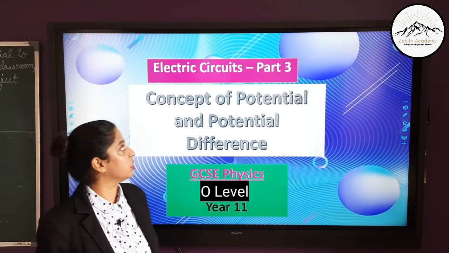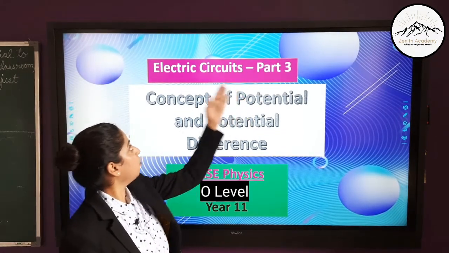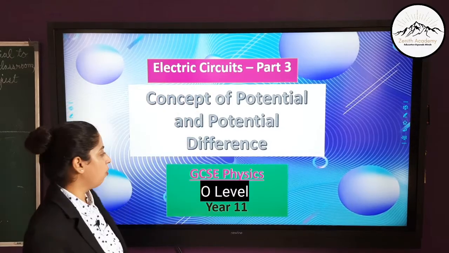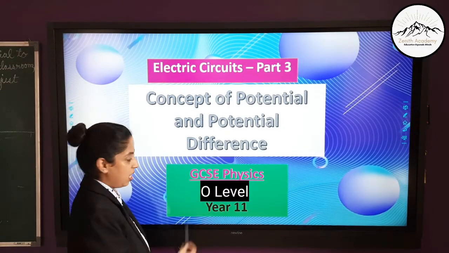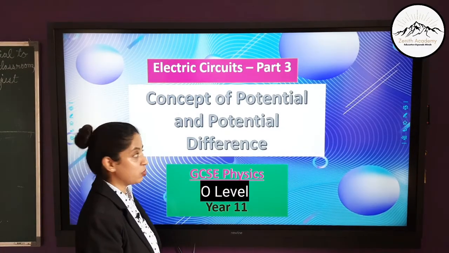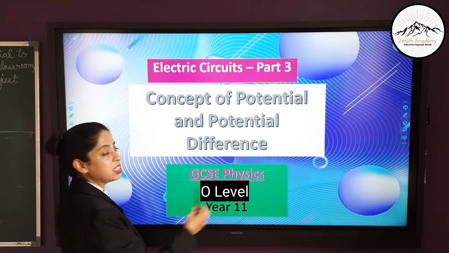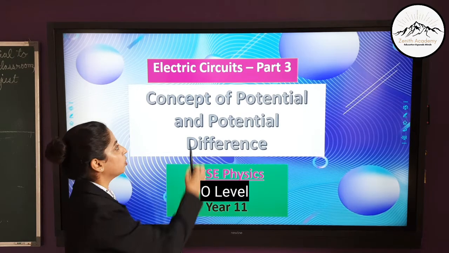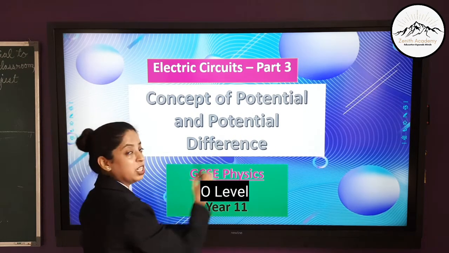In this video lesson, we are doing part 3 of the chapter Electric Circuits for GCSE Physics O level, that is year 11 students. And in this video lesson, we will be talking in detail about the concept of potential and potential difference.